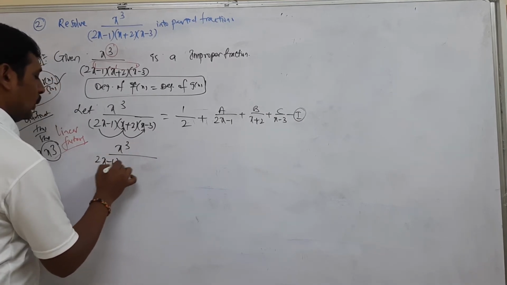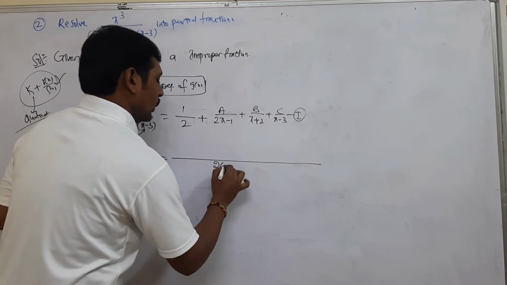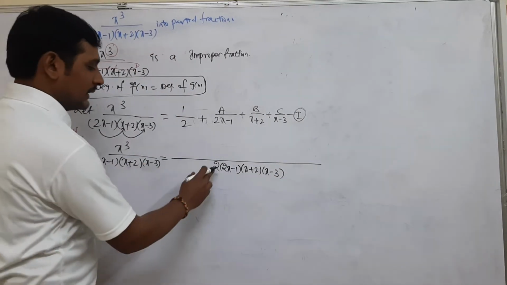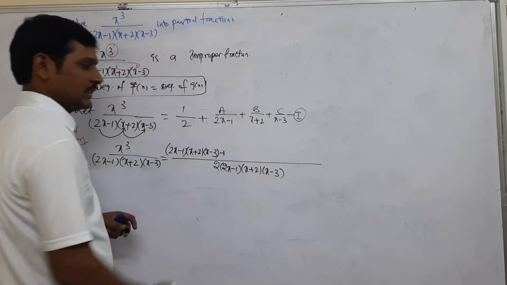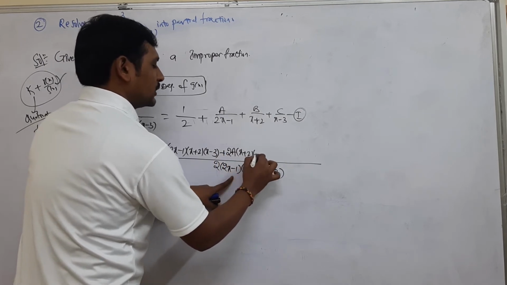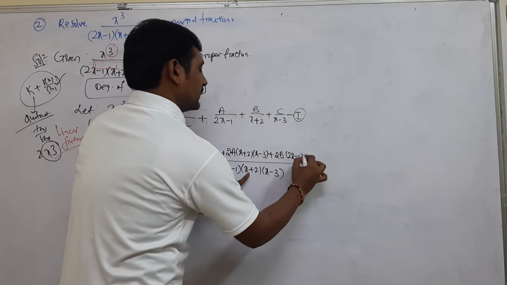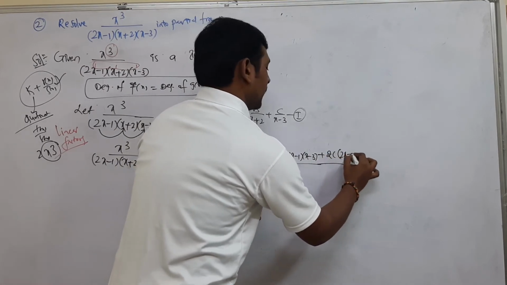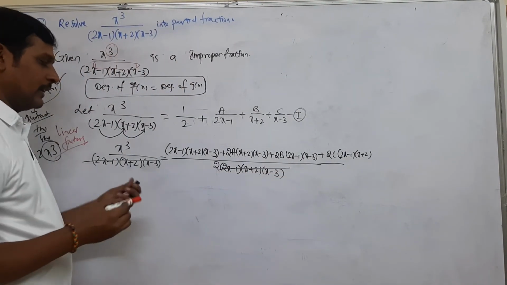x cube by 2x minus 1 into x plus 2 into x minus 3 by, what is the LCM for this? 2 into 2x minus 1 into x plus 2 into x minus 3. 2 is present, other than 2, remaining 2x minus 1, x plus 2, x minus 3. 2x minus 1 is there, other than that 2, this and this, that is 2A into x plus 2 into x minus 3, plus, other than x plus 2 remaining 2B into 2x minus 1 into x minus 3, plus, other than x minus 3 remaining 2C into 2x minus 1 into x plus 2. So the denominator gets cancelled. So still in the denominator we have 2.